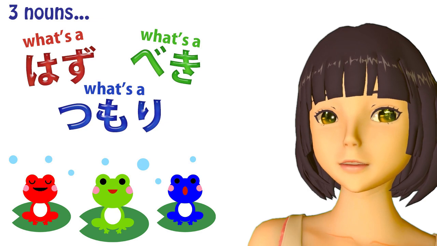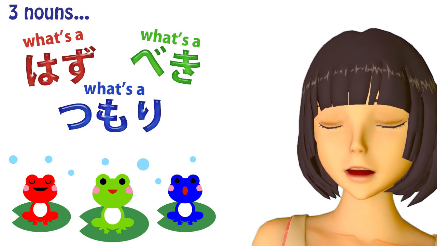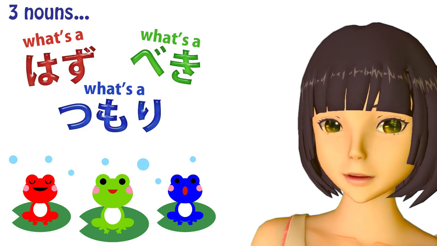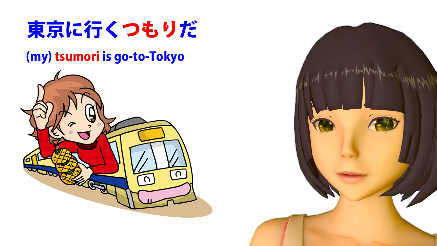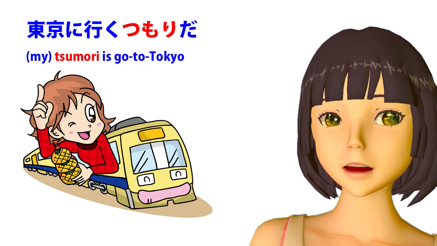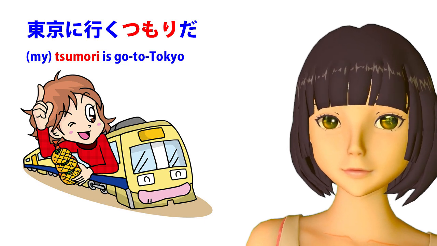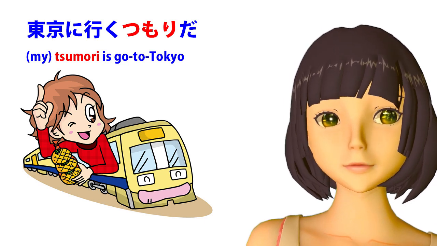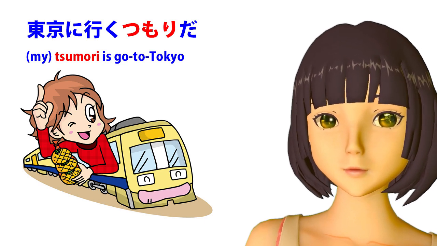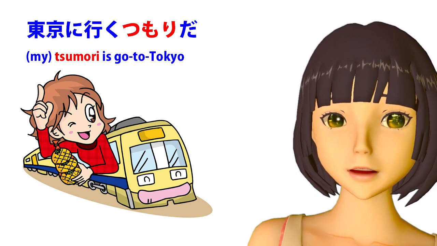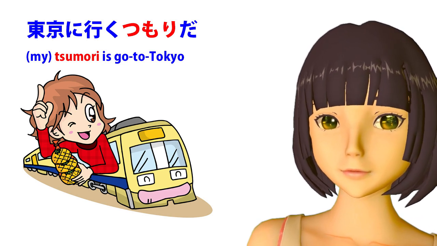So tsumori is a noun. What is a tsumori? Most sources will tell you that it's an intention, a purpose, a plan. So if we say Tokyo ni iku tsumori da, we're saying I'm planning to go to Tokyo, I'm going to go to Tokyo. Now this of course is true, but what it really means is a fixed state of mind. In this case, we have a fixed state of mind to do something in the future. That's what we have decided will happen in the future.